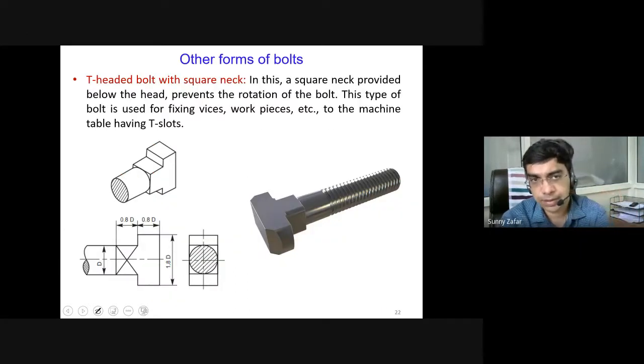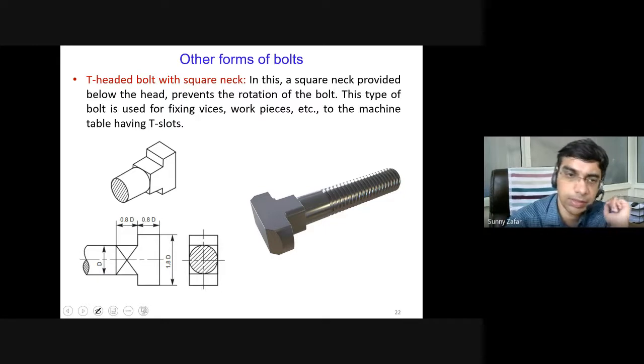Next are T-bolts with the square neck. T-bolts are some other forms of bolt which may seem uncommon to you, but these are used very much in industry for different machine elements, especially on the T slots. So what are these T slots? T slots are like this on the machine beds.